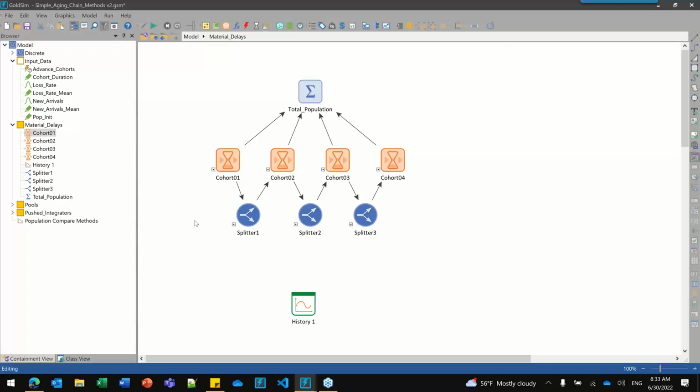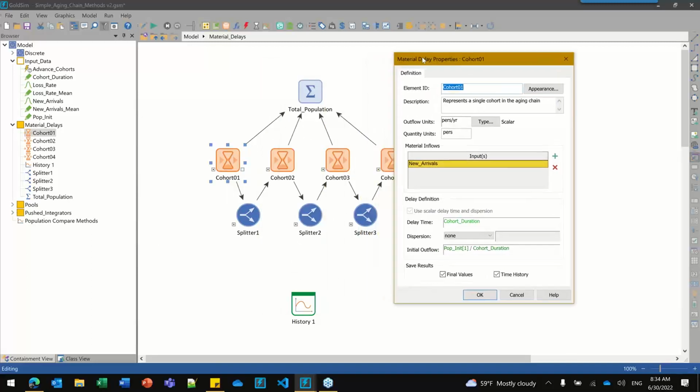And so you could even look at this as supply chain sort of as well. But anyway, for aging chain, it's important that you're linking these material delays together, as we are here. But in this case, we have losses. So let's take a look at this a little bit closer. So let's open up the material delay, and in here we have a rate, persons per year coming in, and that's all it needs to be, something per time.